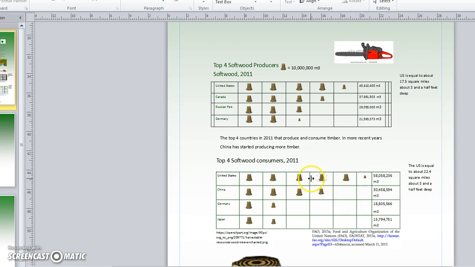And the same goes for the consumers. And obviously the United States is on top. They consume about 22.4 square miles at about 3.5 feet deep. Now that is a big amount of wood. And that was just in 2011. As populations rise, that number is going to go up, and that is true for all the countries.